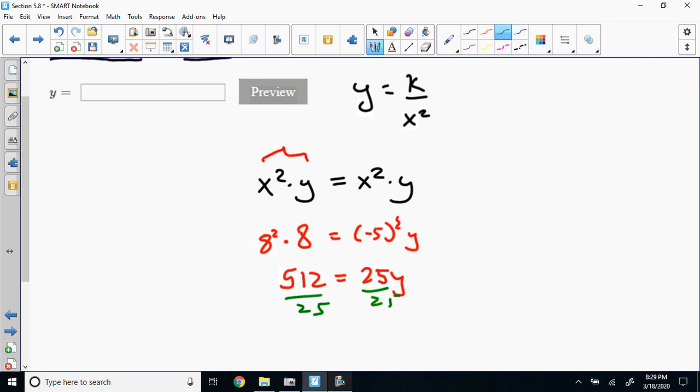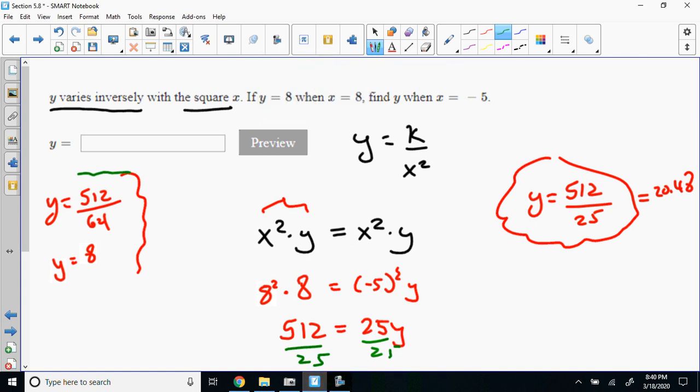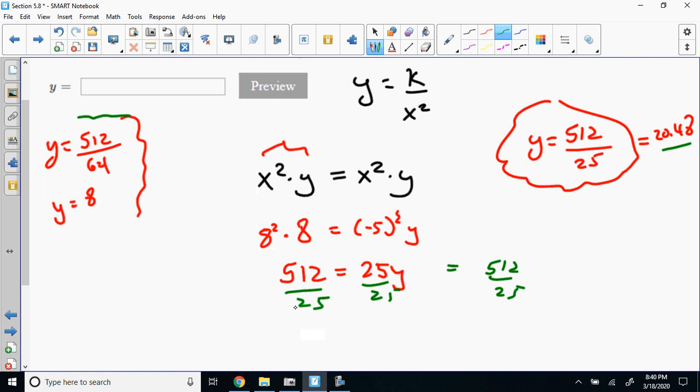Hold up, let's see something. Okay, so I just set up the equations right here. y equals k over x squared. Our x was 8, so I know that checked out. And when I did this one, it's 512 over x squared, which is 25, is 20.48. So when they want y, they want 512 over 25, because that's really what y equals, which is 20.48. But they're probably going to want that as a fraction. So put it as a fraction.